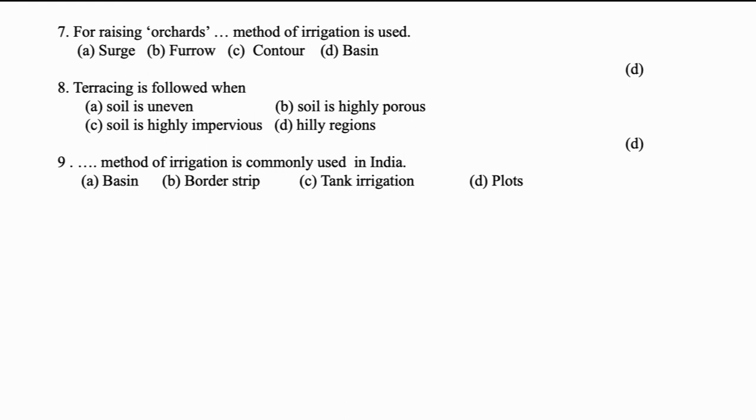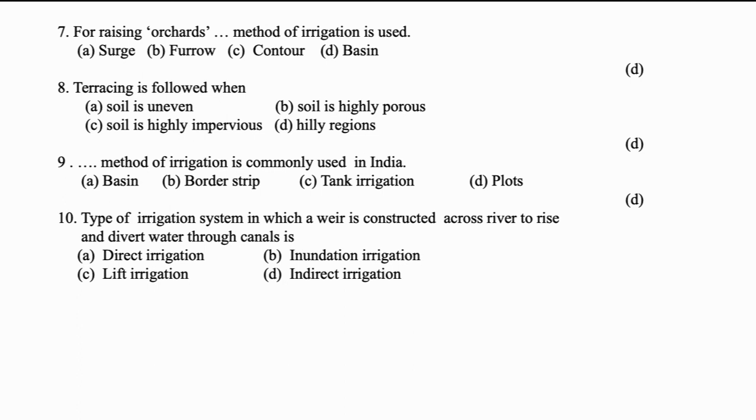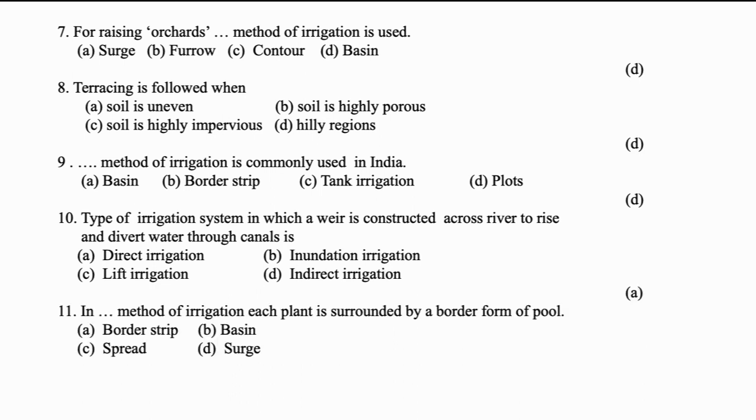Dash method of irrigation is commonly used in India: basin, border strip, tank irrigation and plots. The answer is D. Type of irrigation system in which weir is constructed across river to raise and divert water through canal is direct irrigation, inundation irrigation, lift irrigation, indirect irrigation. The answer is A. In dash method of irrigation, each plant is surrounded by a border form of a pool, border strip, basin method, spread and surge.